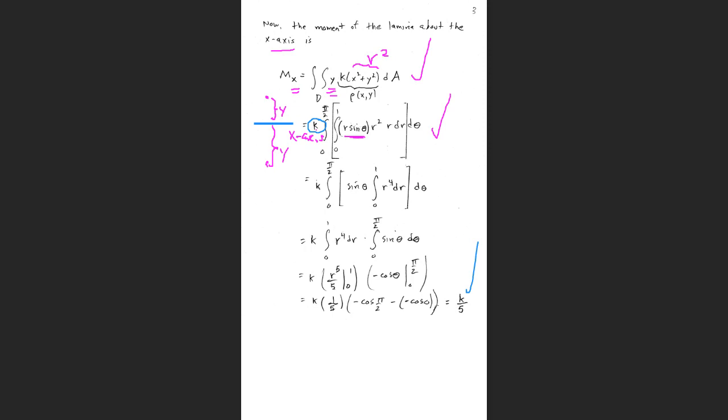Okay, now just see here. Check one thing. Of course, negative cosine of 0 is -1, and cosine of pi over 2 is 0. So 0 minus a -1 is a 1, times k over 5 is k over 5.